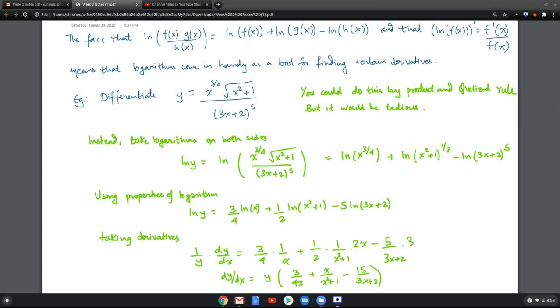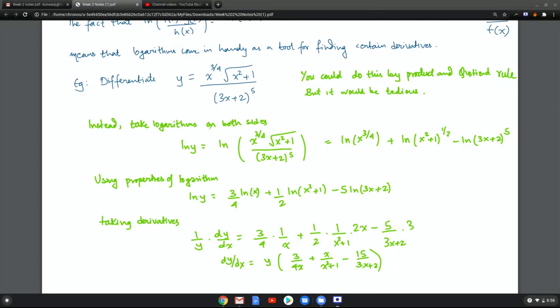An easier way to approach this would be to take logarithms on both sides, so that ln y becomes ln of this entire mess, which can then be rewritten as log of x to the 3/4 plus log of (x squared plus 1) to the 1/2, because square root means a power of 1/2, minus log of (3x plus 2) all raised to power 5. Now we can use a property of logarithms which we saw in the previous video, where the exponent can be converted into a multiplication. We get log of y is 3/4 log of x plus half log of (x squared plus 1) minus 5 log of (3x plus 2).